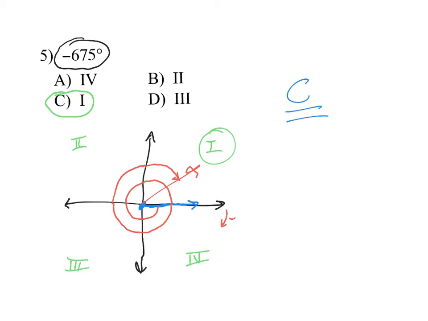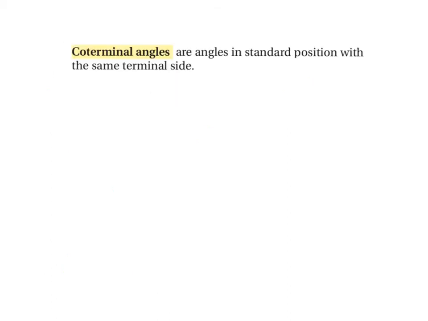Okay, so we've drawn the angles and we've also decided what quadrant they're going to be in. Let's see what else we can do with these angles of rotation. We're going to define coterminal angles, which are angles in standard position with the same terminal side. So let me show you what I mean by this.